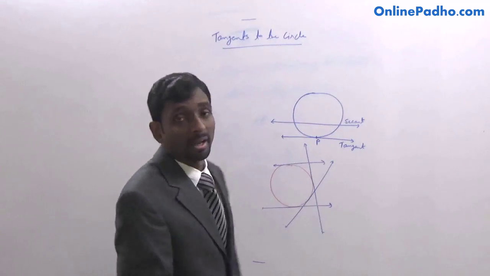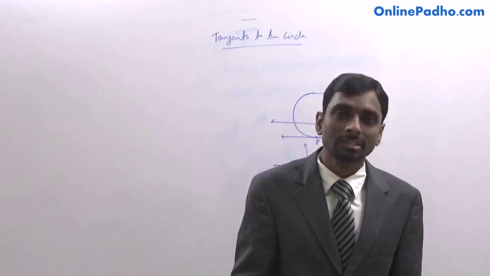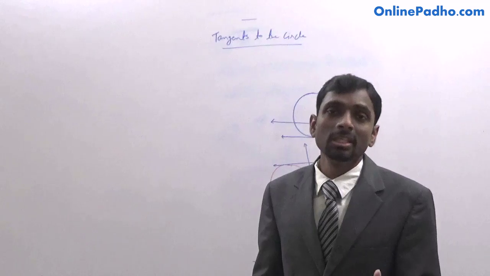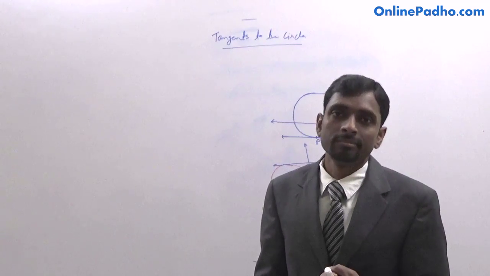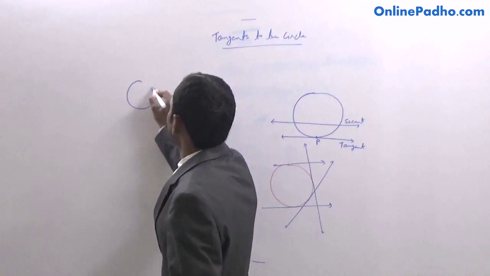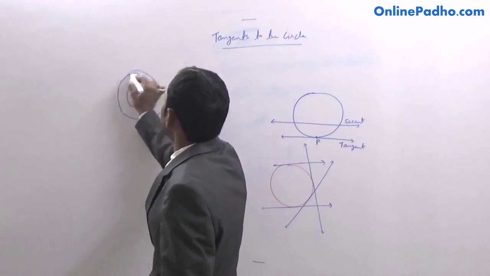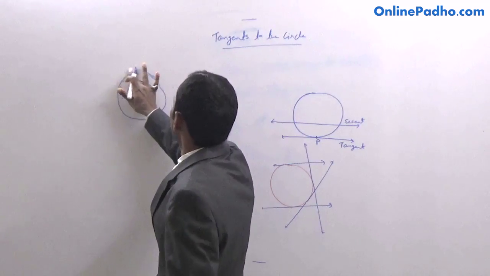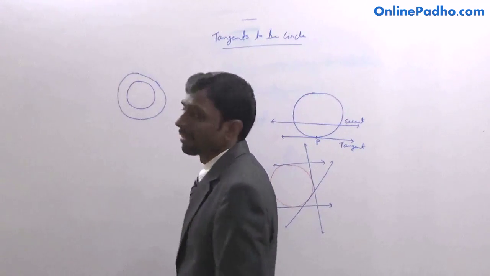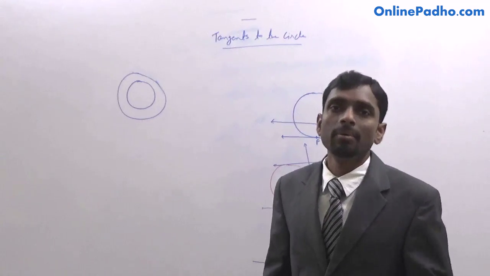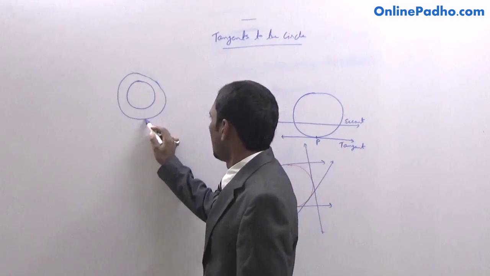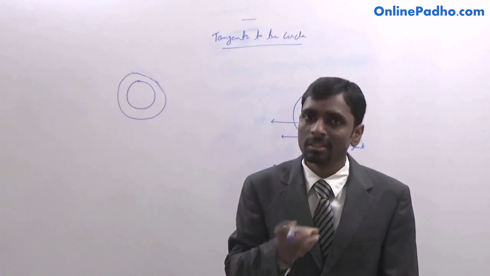Now, let's see about two circles. If we have two circles, how many tangents can be drawn from two circles? Now, it depends on the position of the circles. If we have two circles like this, a circle and a second one which is a concentric circle, how many common tangents can be drawn? No common tangent can be drawn. We cannot draw a tangent which touches this circle as well as this circle, because both circles are concentric.